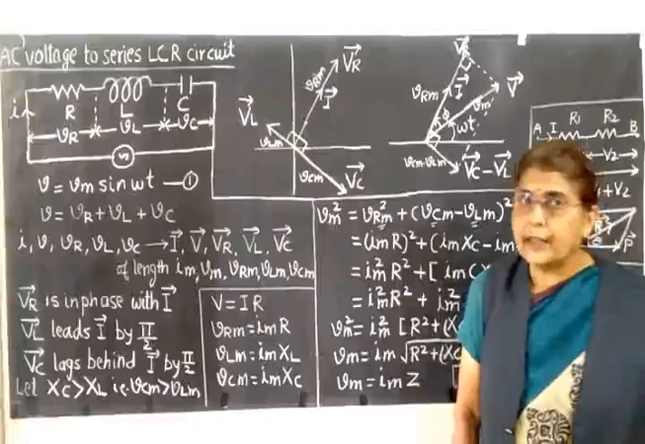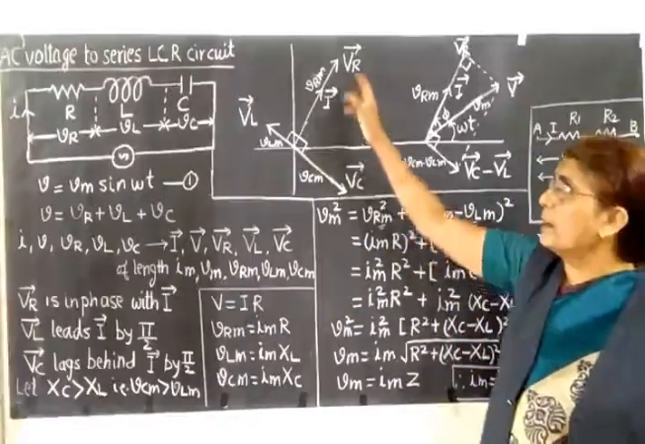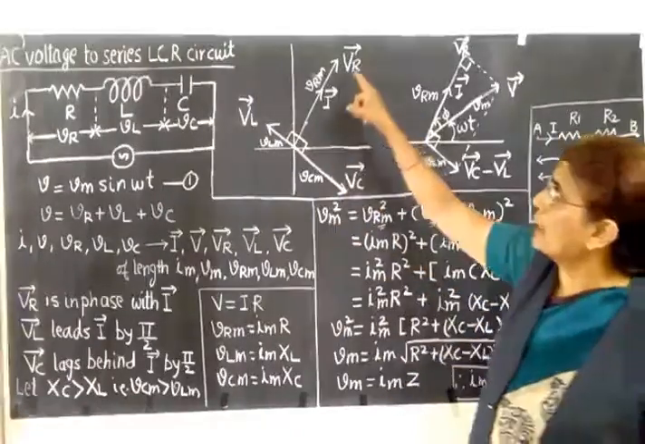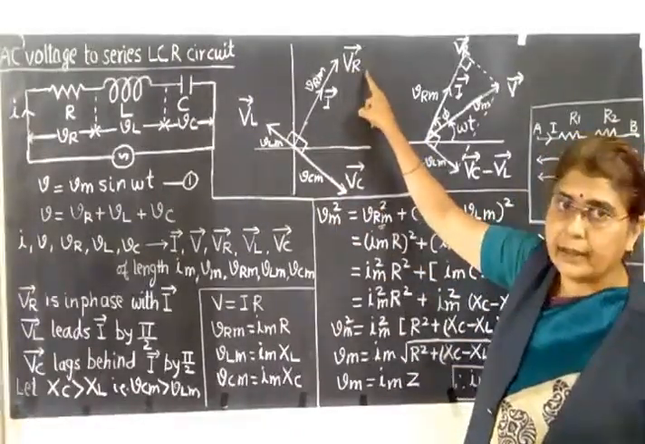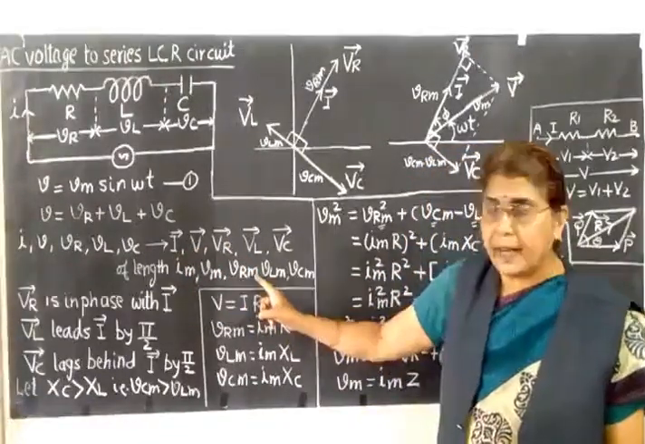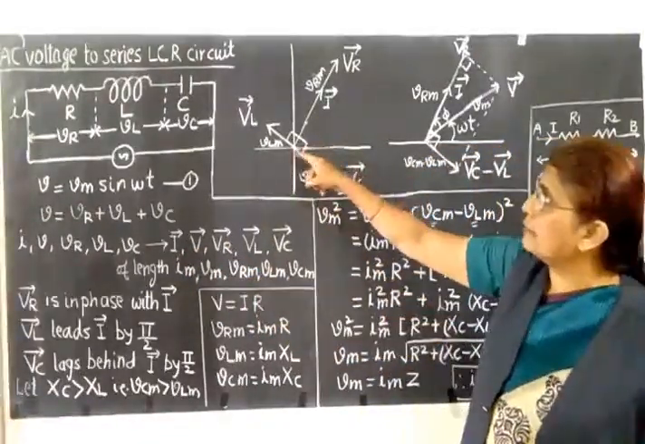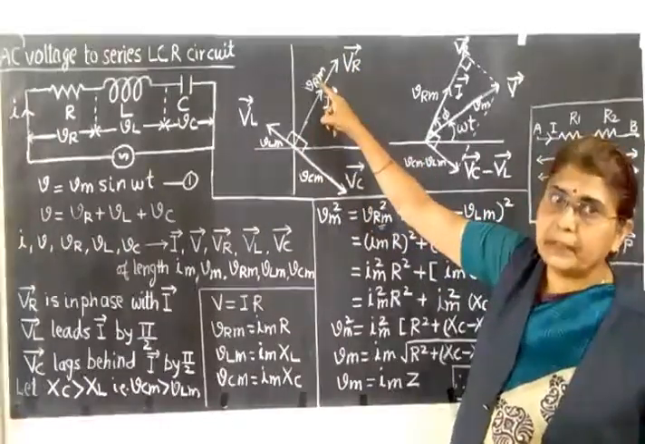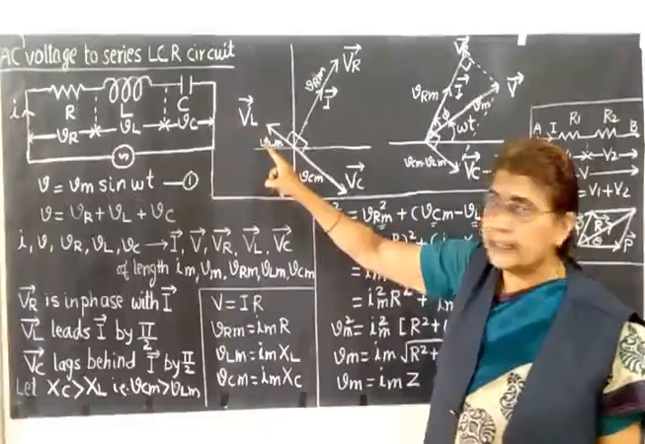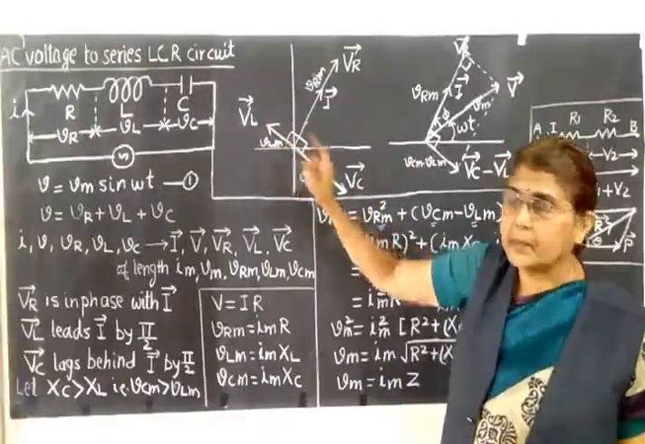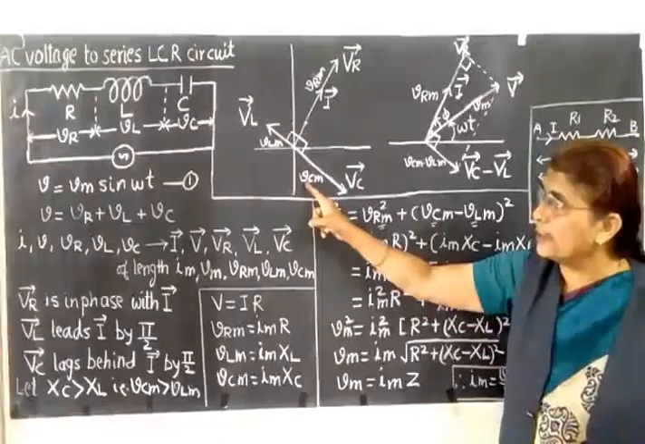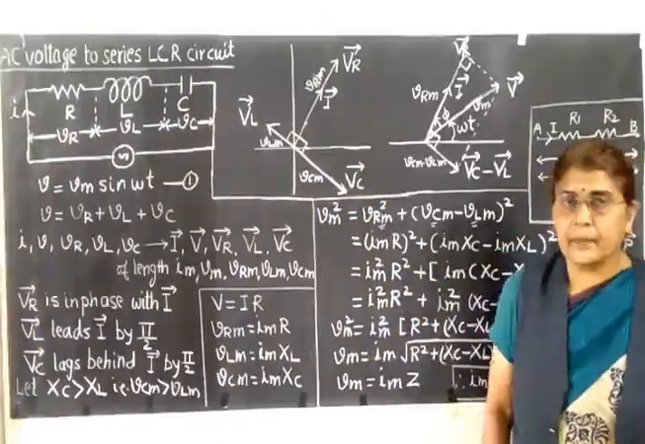Now you observe the figure carefully and write down the peak values for each vector. So what is the length of vector VR? Length of vector VR will be its peak value. What is the peak value? It is VRM. So this length will be equal to its peak value VRM. Then what is the length of VL? It is its peak value VLM. Similarly, what is the length of vector VC? It is its peak value, that is VCM.